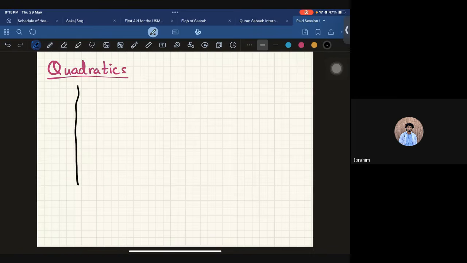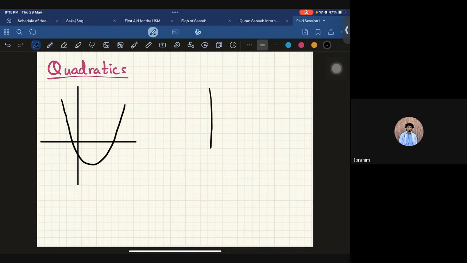The topic you guys would have done before, but just to revise it because the questions are there. So quadratic is a graph which is called a parabola. It can be like this, or it can be like this. ठीक है. अब ये दो specific types of graphs हैं for the quadratic graphs.